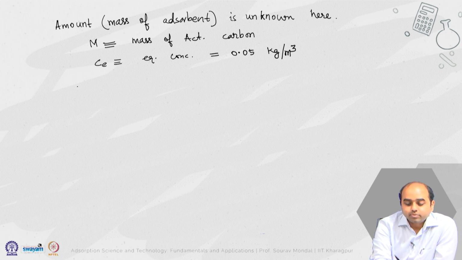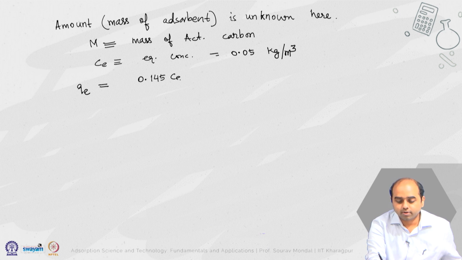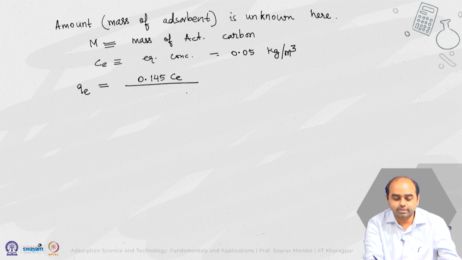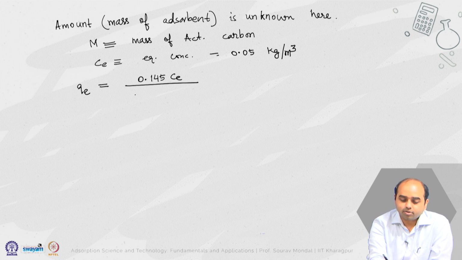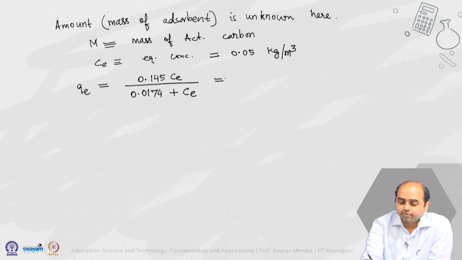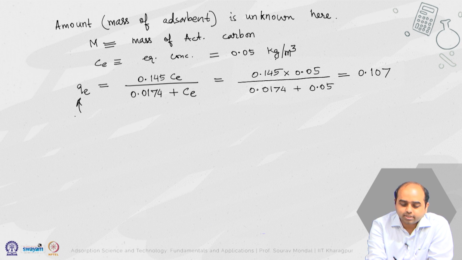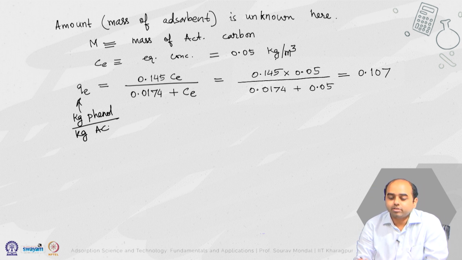So, from the isotherm we can work out what would be the value of the adsorbate concentration in the solid phase or in the adsorbent phase. So, this is the value of the adsorbate concentration in the adsorbent that is attained at equilibrium, because the equilibrium concentration is already predefined in the problem.